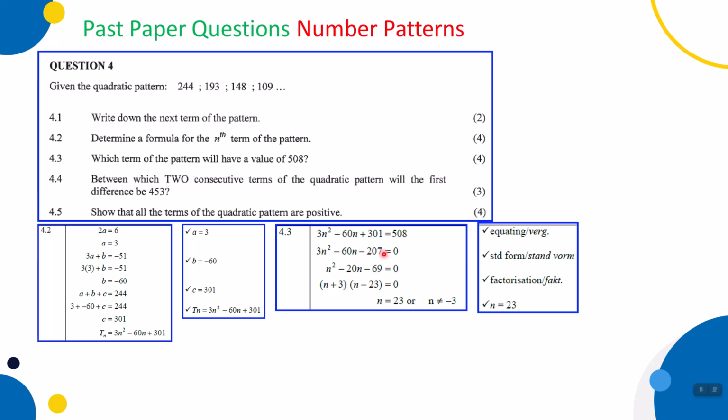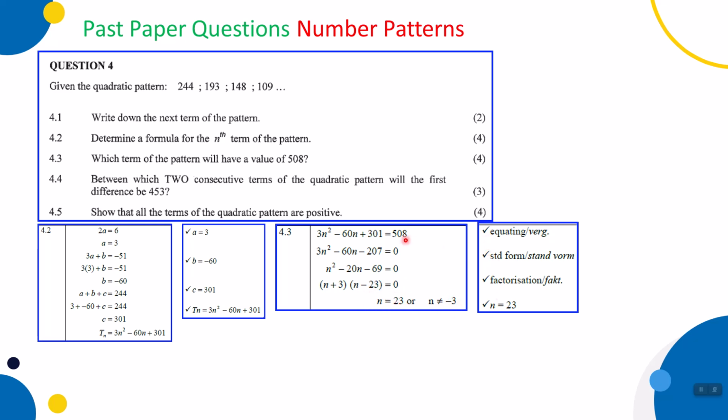That's standard form. You can factor out the 3 of each term there. Then you'll have n squared minus 20n minus 69 equals 0. That you can factorize into two brackets. N plus 3 times n minus 23 equals 0. So n equals 23 or n equals negative 3. We don't have a term position of n equals negative 3. So we must take the n equals 23.